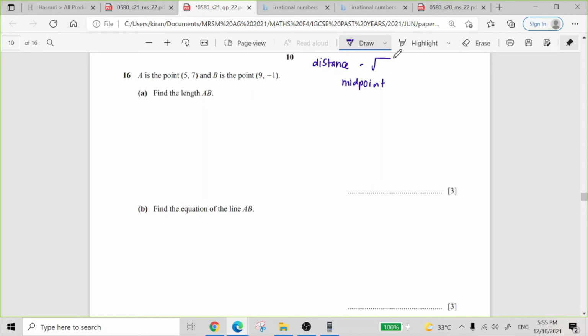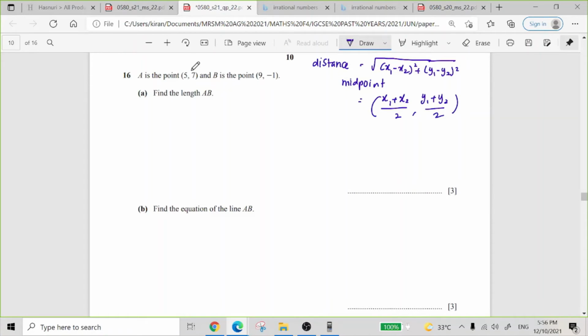So the formula for distance is the square root of (x1 minus x2) squared plus (y1 minus y2) squared, where x1, x2 and y1, y2 refer to the coordinates. And the midpoint formula is x1 plus x2, divided by 2, and y1 plus y2, divided by 2. Almost every paper 2 includes this kind of question, so please memorize these two formulas. Find the length of AB.